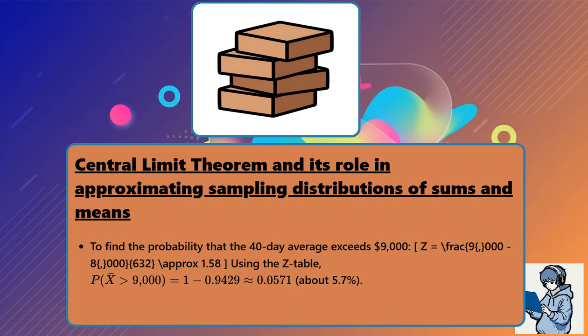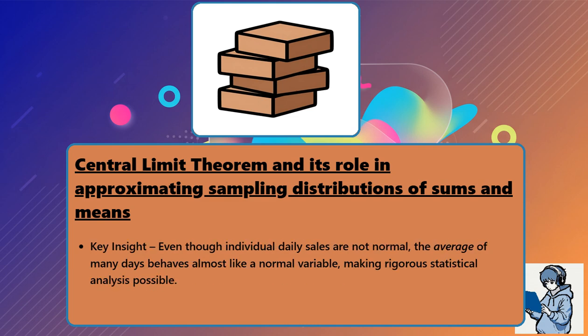$632. To find the probability that the 40-day average exceeds $9,000, compute z equals (9,000 minus 8,000) divided by 632, which is approximately 1.58. Using the z-table, the probability that x bar is greater than $9,000 equals 1 minus 0.9429, which is approximately 0.0571, about 5.7%. Key insight: even though individual daily sales are not normal, the average of many days behaves almost like a normal variable, making rigorous statistical analysis possible.